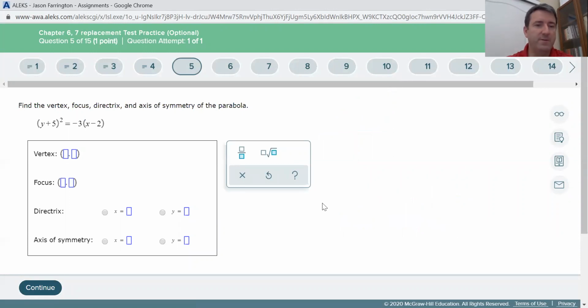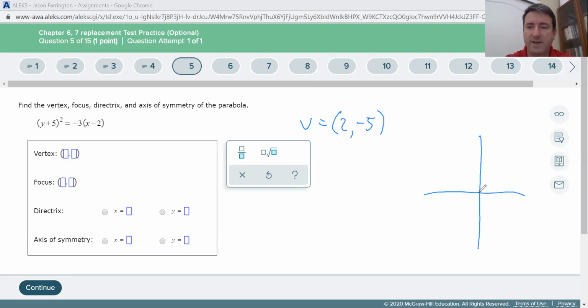Next, find the vertex, focus, directrix, and axis of symmetry of this parabola. So let's sketch this. Well, let's find the vertex first. We can see that the vertex is what we're subtracting from x, which is 2, and then what we're subtracting from y, so that's going to be -5. So our vertex is 2, -5. And then let's sketch a little graph here. So we've got our vertex at 2, -5.